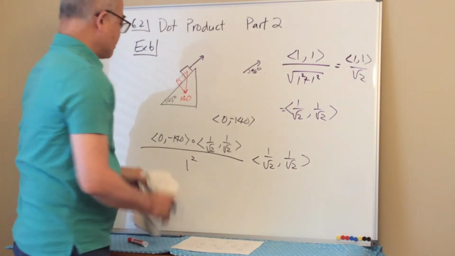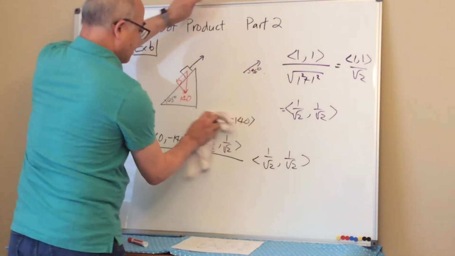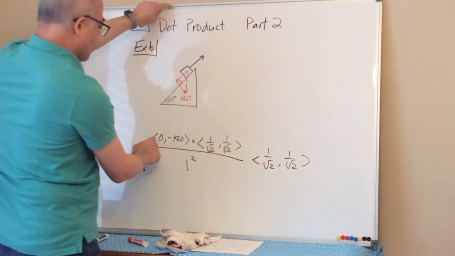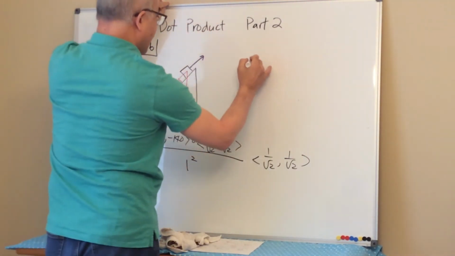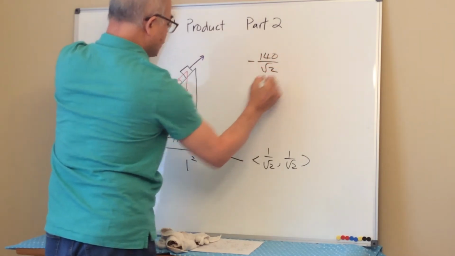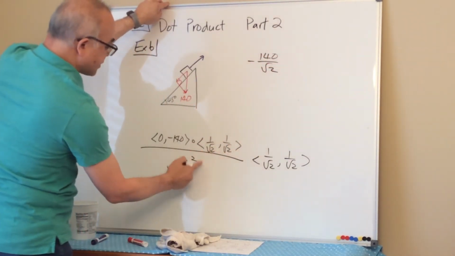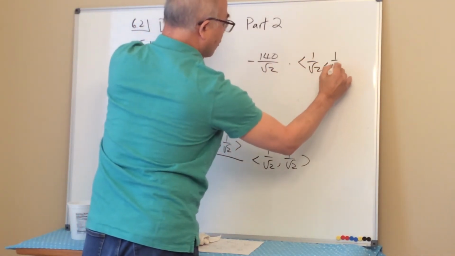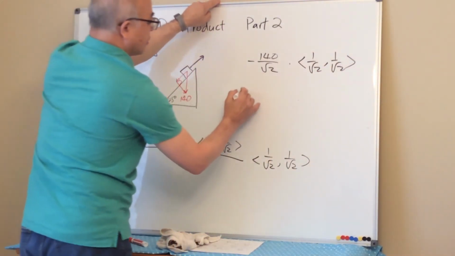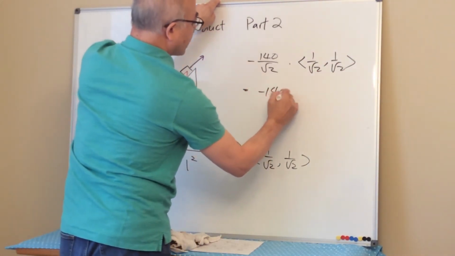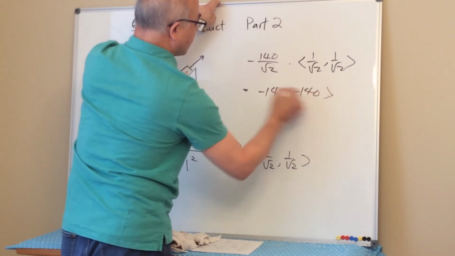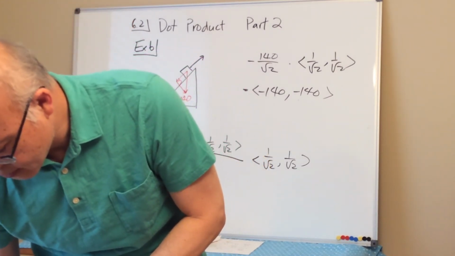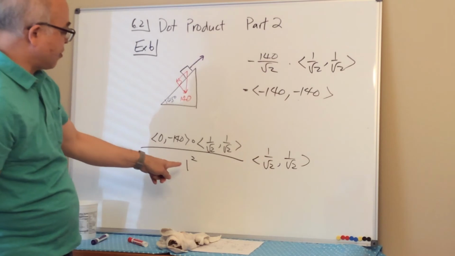Okay? So let's go ahead and find the dot product here first on the top. The dot product is what? This is 0, and then I'm going to have negative 140 over root 2, and that is that part, and that guy's just 1, and I'm going to multiply that by this as such. So what do I get? Negative 140, negative 140? That doesn't sound right. Is that good? Okay, what am I missing here?